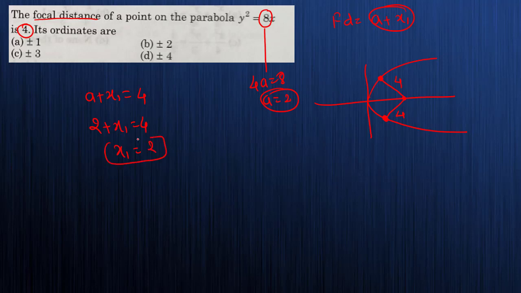So for x1 equal to 2, find the value of y square. So x1 is equal to 2, how much is y square? So y square is equal to what? It is 8 into 2, it is 16. So how much is y? It is plus or minus 4. Yes, got it? Very good.